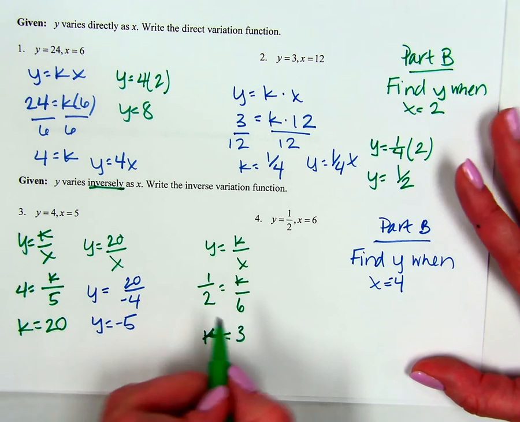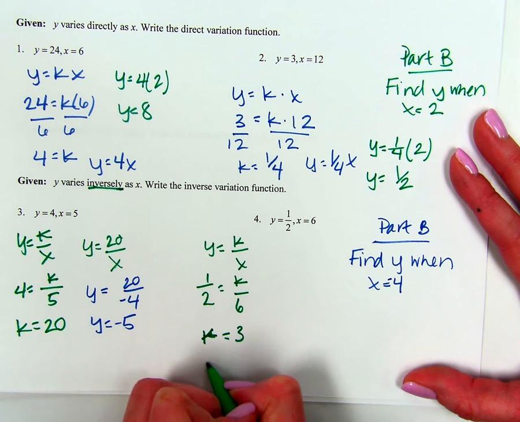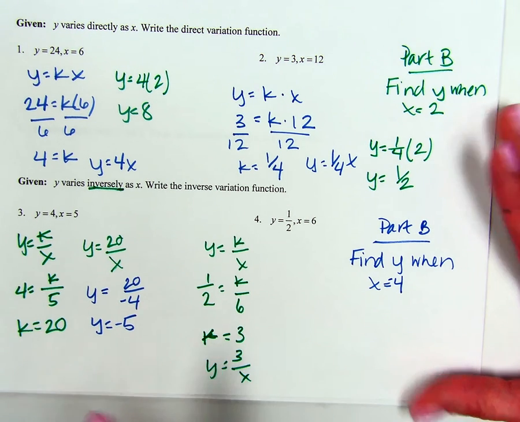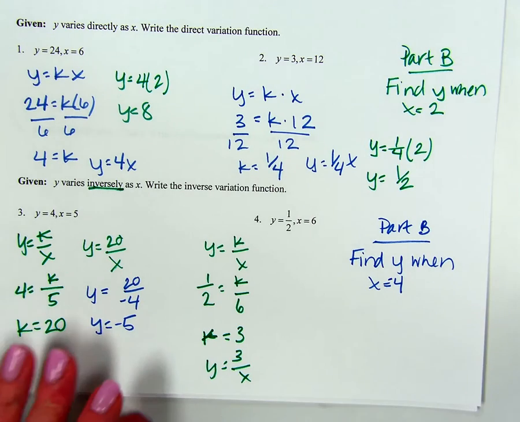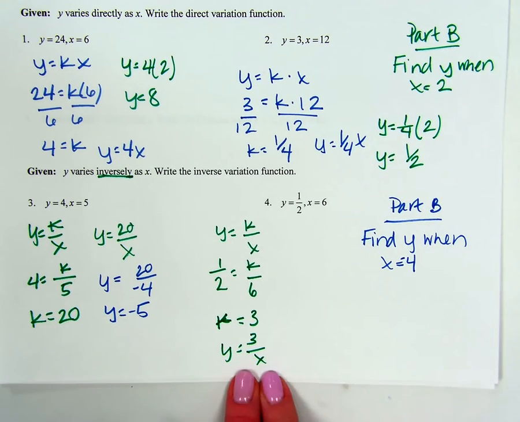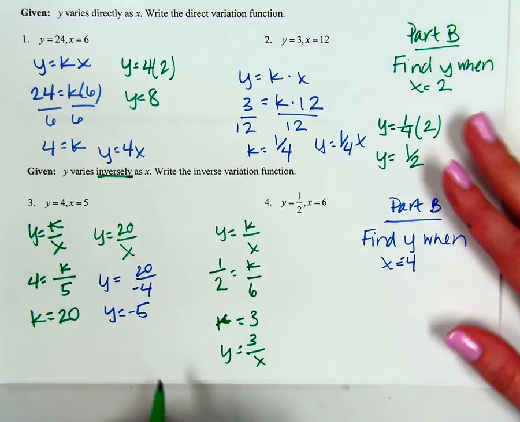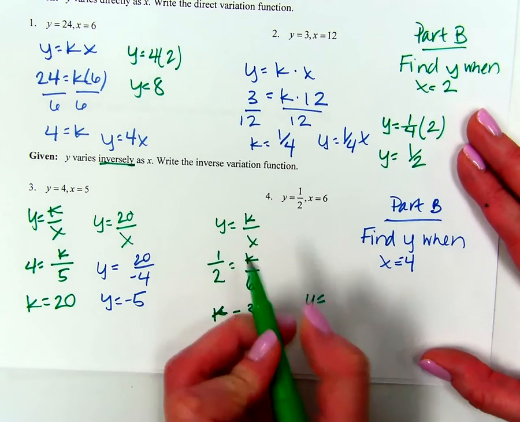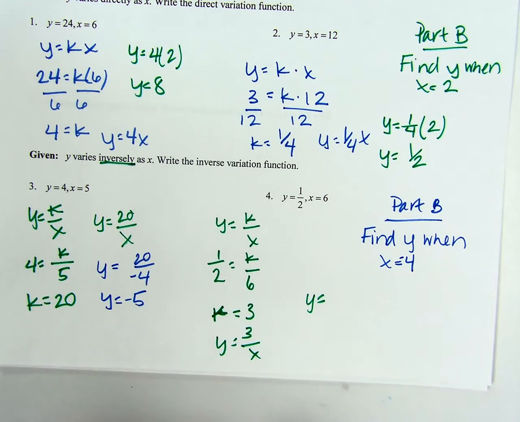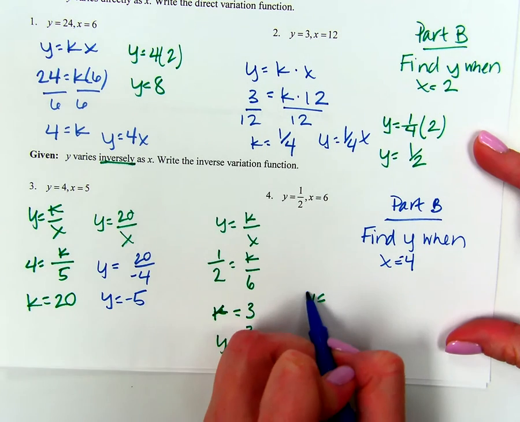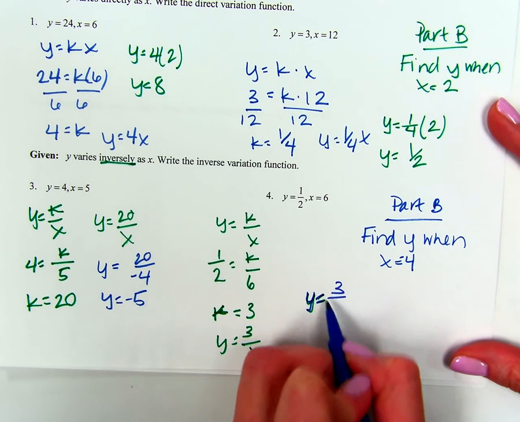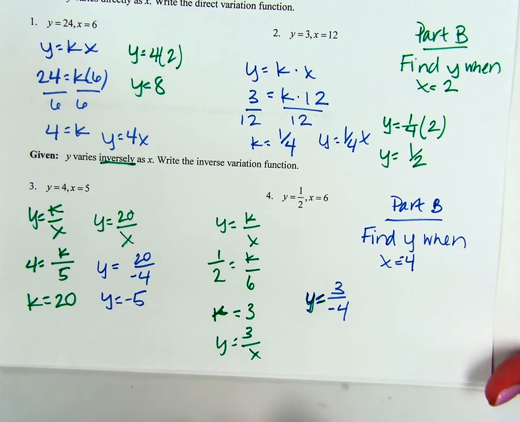So once you get this, we'll plug that back in. So we have y equals 3 over x. So now we're going to do the same thing. Can you guys see that? Yeah, okay. So we'll do the same thing here. We're going to plug in our negative 4 into our equation. So we have y equals, let me switch pens so you guys can see I'm doing part B. Y equals 3 over negative 4. So there's your final answer for that one.